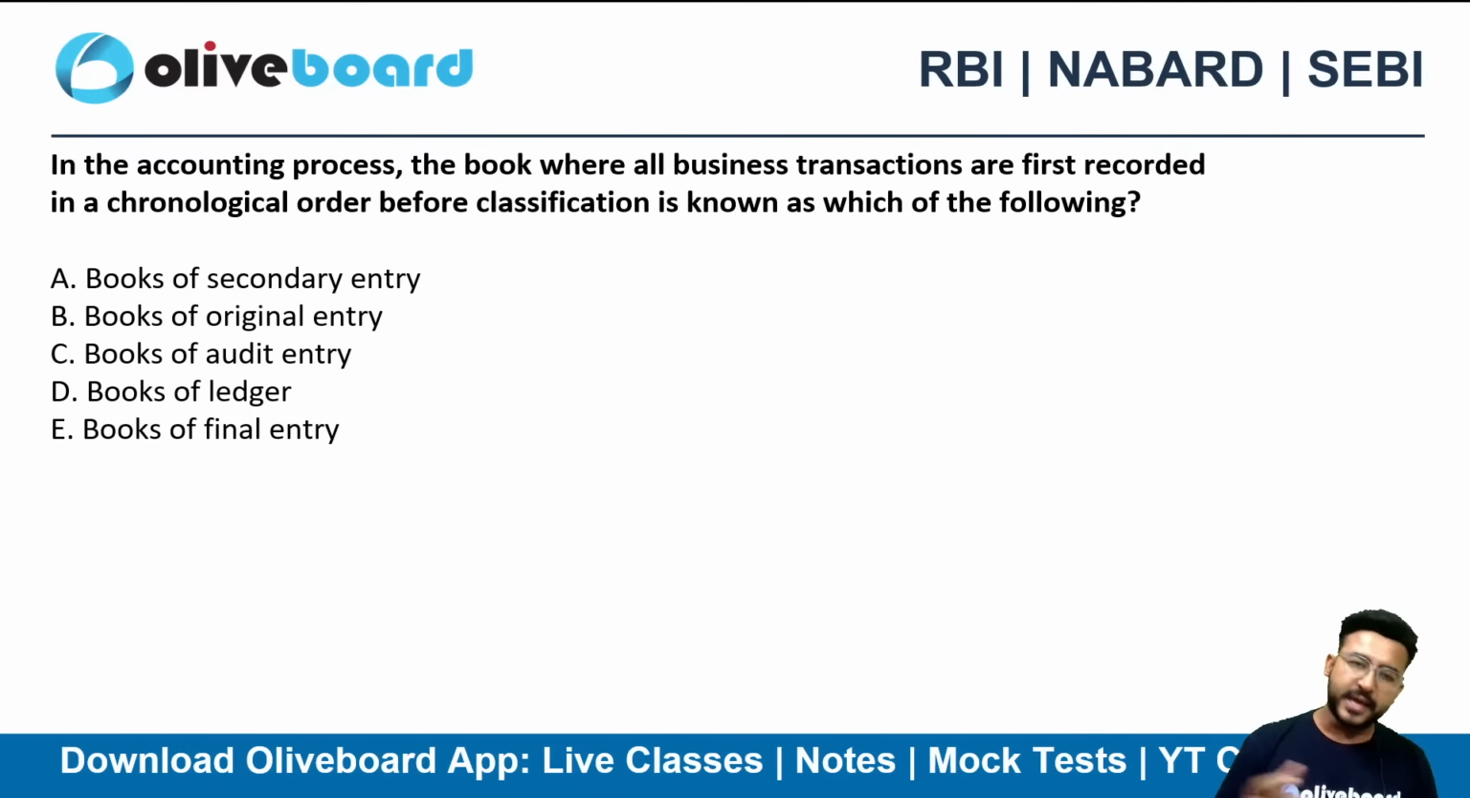Next one, in the accounting process, the book where all the business transactions are first recorded in chronological order before classification is known as which of the following?